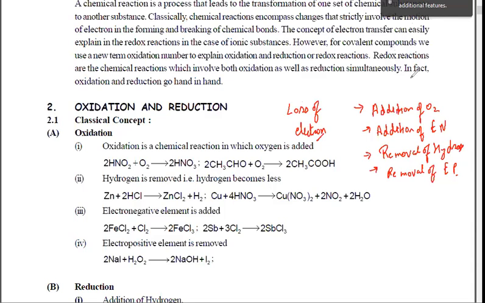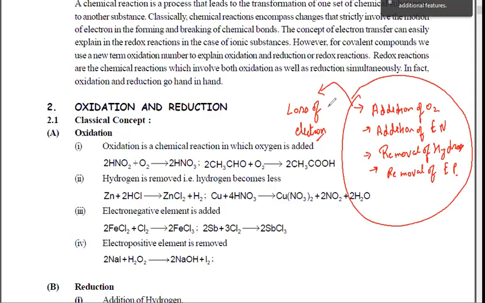Okay, got it, everyone? Tell me, yes or no? All these four processes, which were defined in the classical concept, lead to only one conclusion, that it is actually the loss of electron, nothing else. Okay, it doesn't matter what process you take, be it adding O2 or be it removing hydrogen, right? It's just the loss of electron.